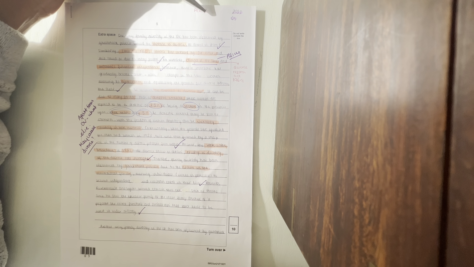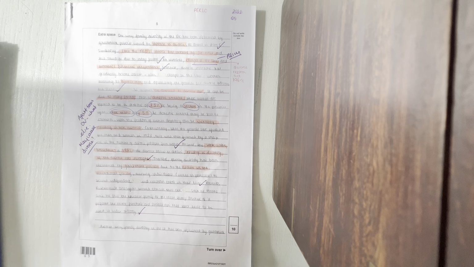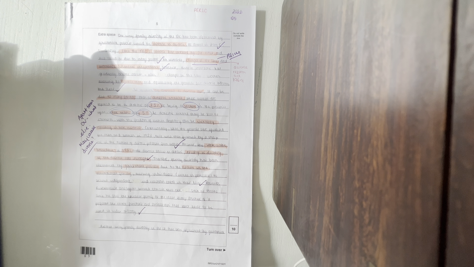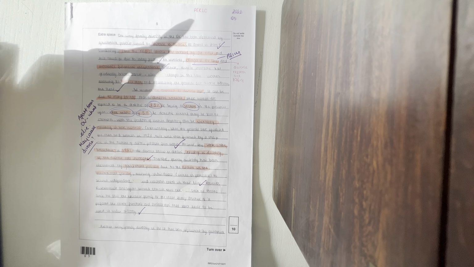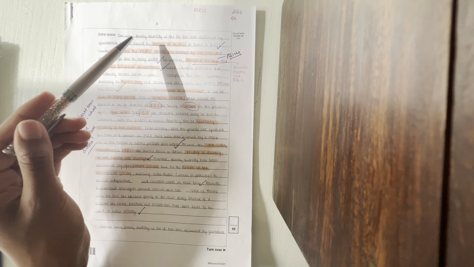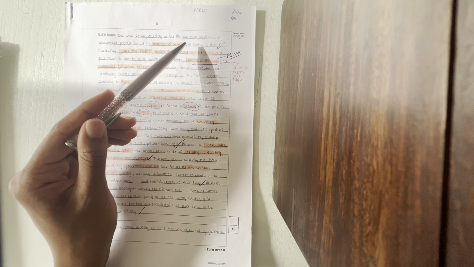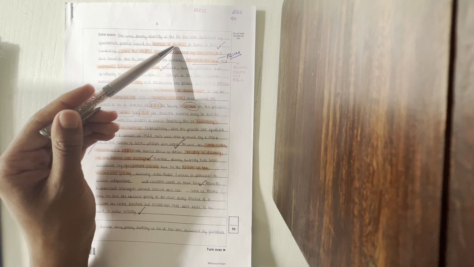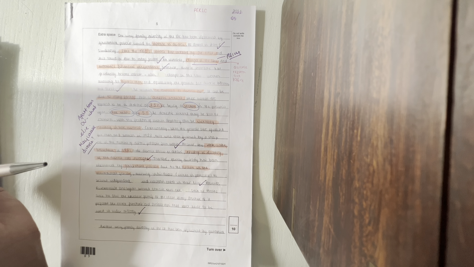So you can see right here in the corner, I put PERLC. Or another way, it stands for point, evidence, reference, link, and criticism. Okay, so let's get started. So for my point here, I did 1 way family diversity in the UK has been influenced by the government policies. Just that bit there, you can see that clearly answers the question.